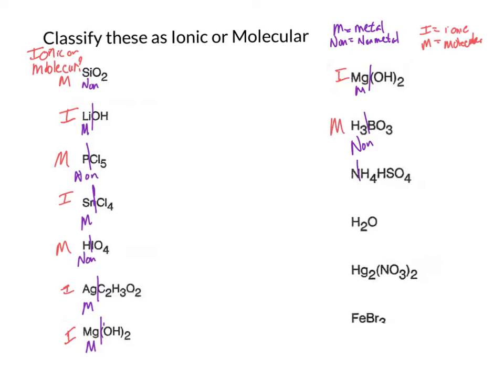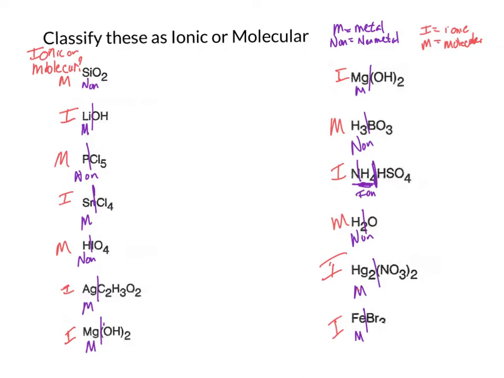Then we have nitrogen. Notice that it has 4 hydrogens that follow it. That tells us that this is ammonium. This is an ionic compound. Next we have hydrogen as our first element. That's a nonmetal, so it's a molecular compound. Then we have Hg, which is mercury, and that is a metal, so this is an ionic compound. And finally we have Fe, which is a metal, iron, and that is an ionic compound.